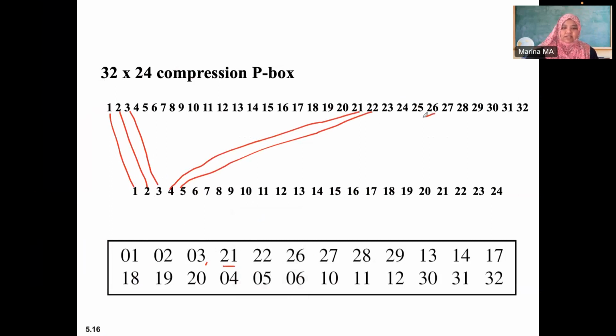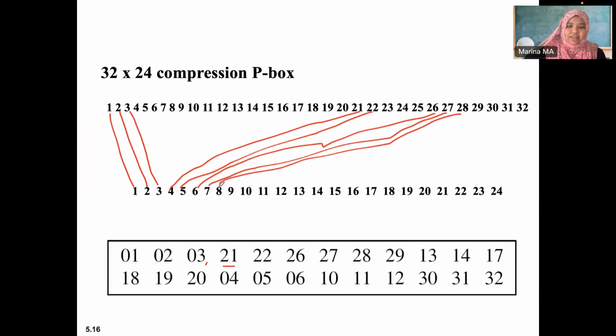26 is the sixth position. And then 27, 28. The eighth, isn't it? 1, 2, 3, 4, 5, 6, 7, 8. Yeah. 29. After that, 13 becomes the 10th. Where is 13? Okay, let me just use a different color.